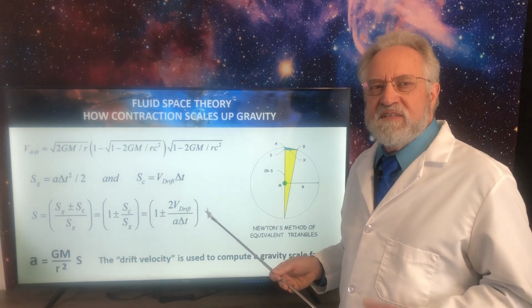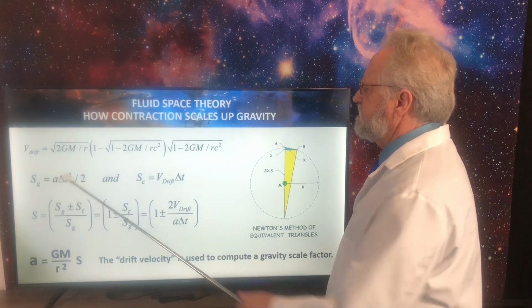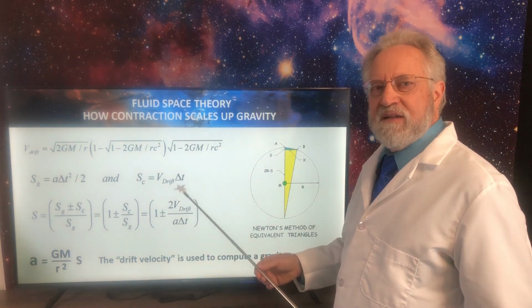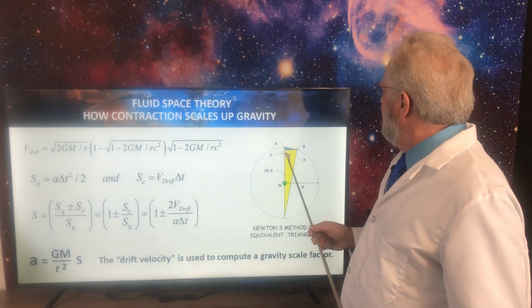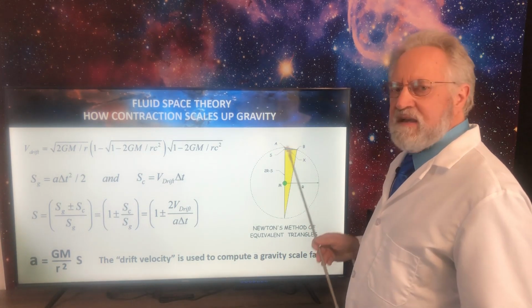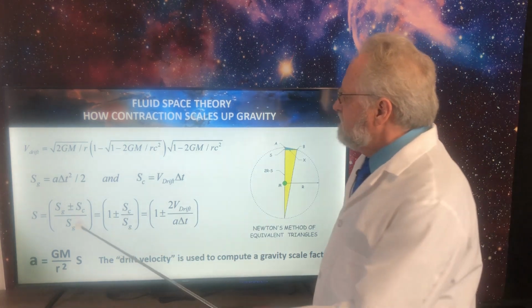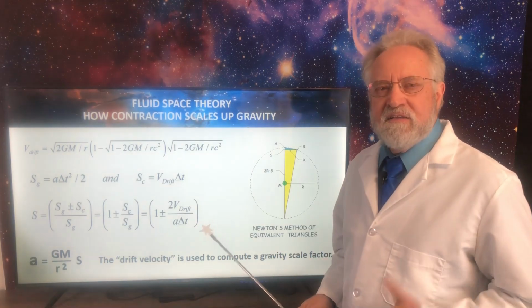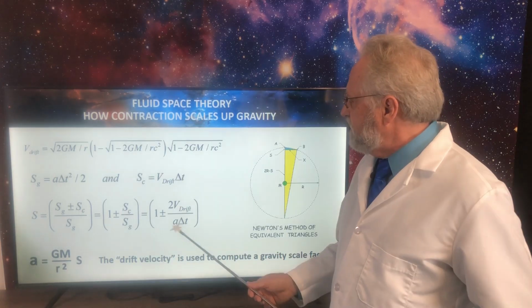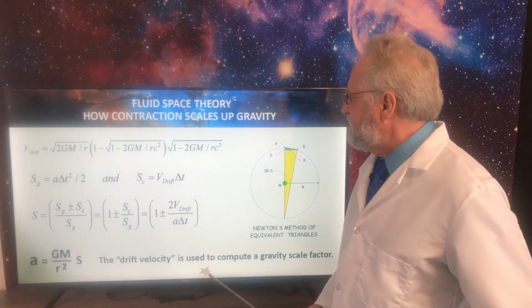Well, what fluid space theory does is it says, okay, you will get that same displacement due to gravity, but you'll get an additional displacement due to the contraction field. And you add those two together, and that will give you a higher orbital velocity. So you can combine these to create a dimensionless scale factor that will be equal to 1 or greater, and you apply that to the acceleration.